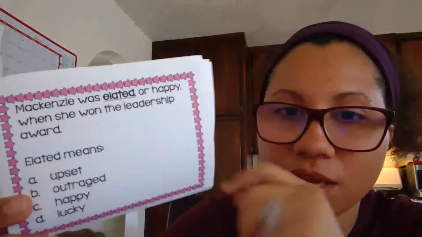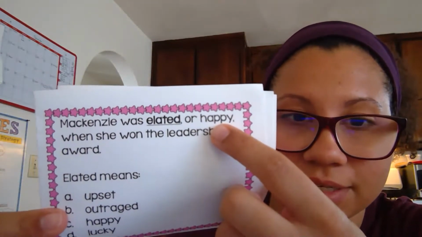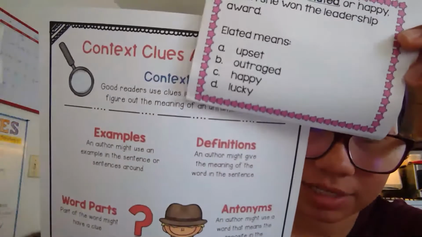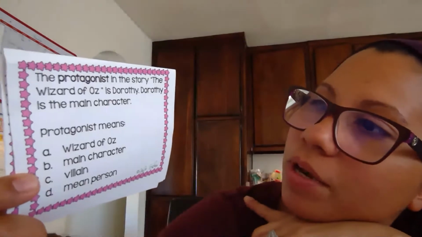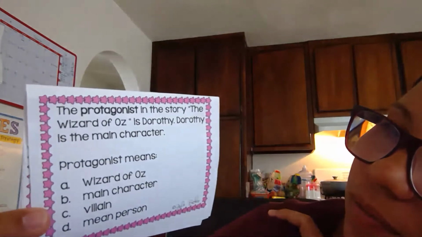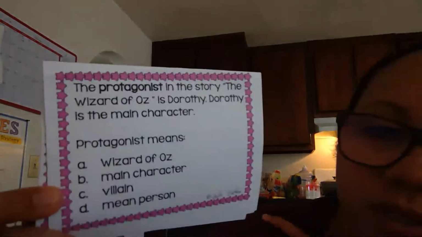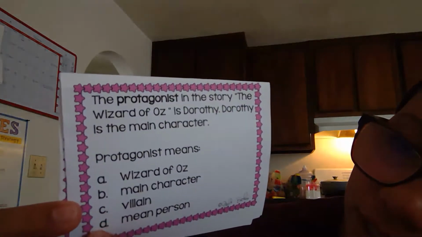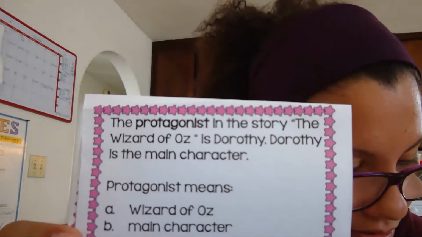Here, the author put the definition right inside of the sentence. So the context clue that was used this time was definition. All right, switch. Bottom one. The protagonist in the story, The Wizard of Oz, is Dorothy. Dorothy is the main character. So what does protagonist mean? A, Wizard of Oz. B, main character. C, villain. Or D, a main person. And you can type in your answers.